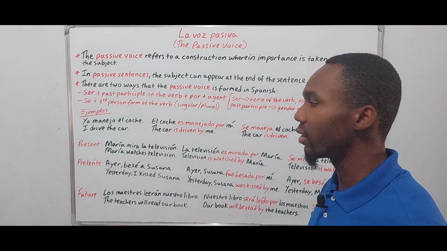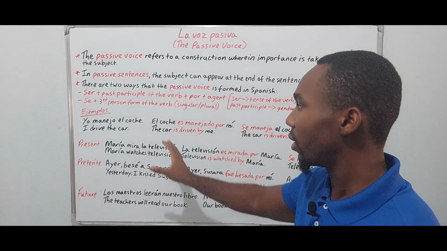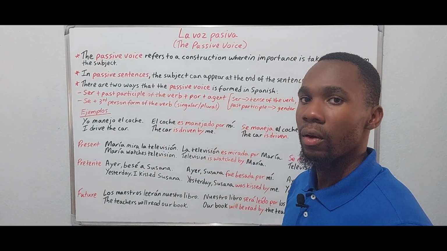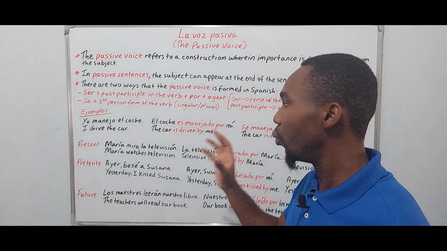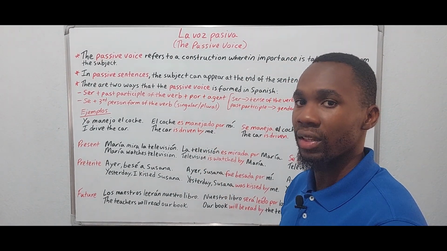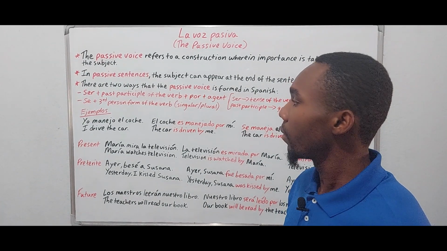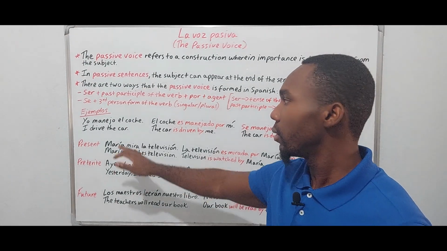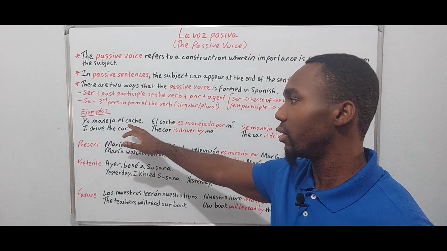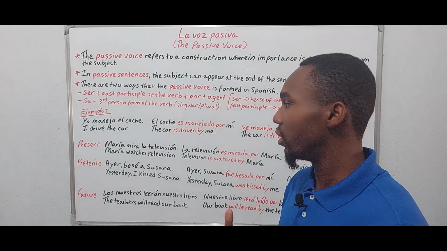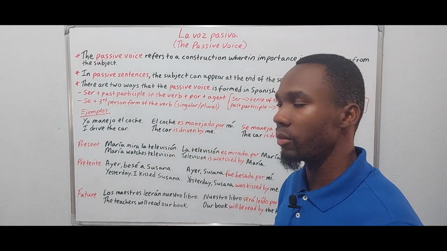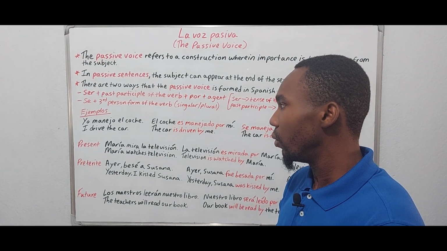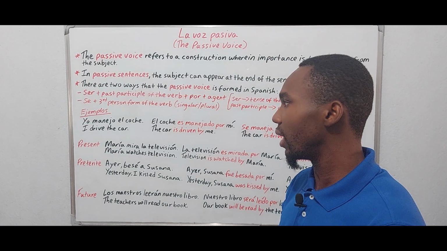Bueno, let's look at some examples. So we start with the active sentence, and then I'm going to show you the two ways in which the passive voice can be constructed. Okay? So, yo manejo el coche. I drive the car. Let's first identify the tense of the verb, which is going to be the present tense. This comes from the verb manejar, to drive. And we have to identify the object, which is el coche.